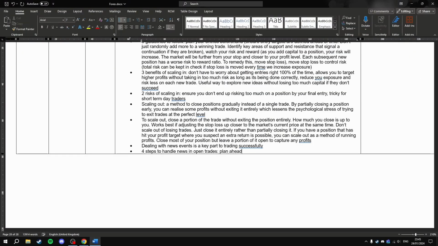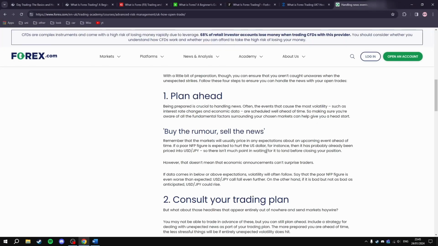Plan ahead. Being prepared is crucial to handling news. Often the events that cause the most volatility, such as interest rate changes and economic data, are scheduled well ahead of time. So making sure you're aware of all the fundamental factors surrounding your chosen market can give you a head start.